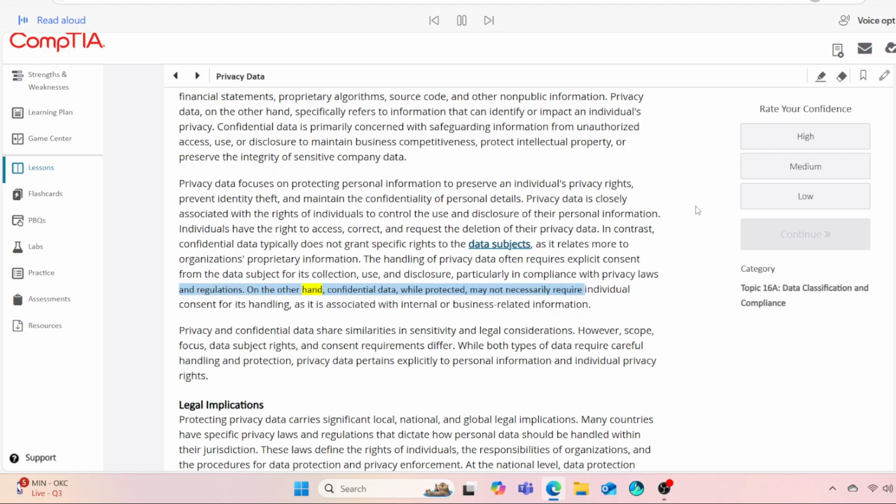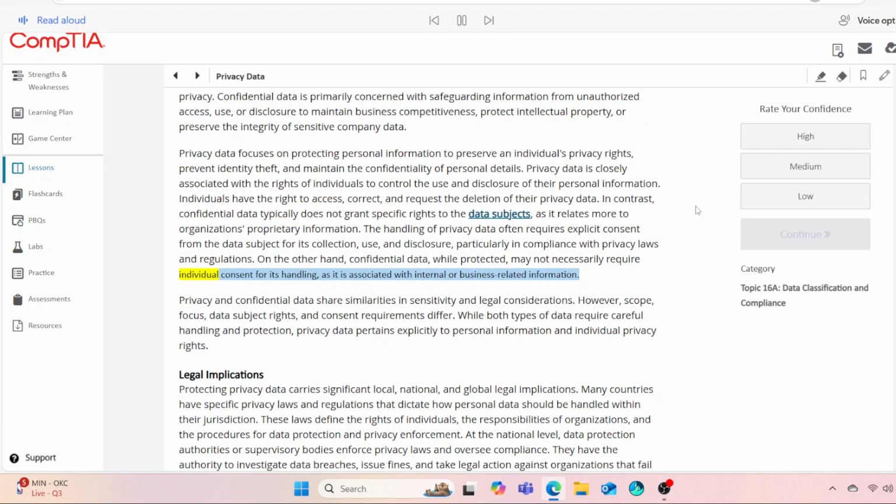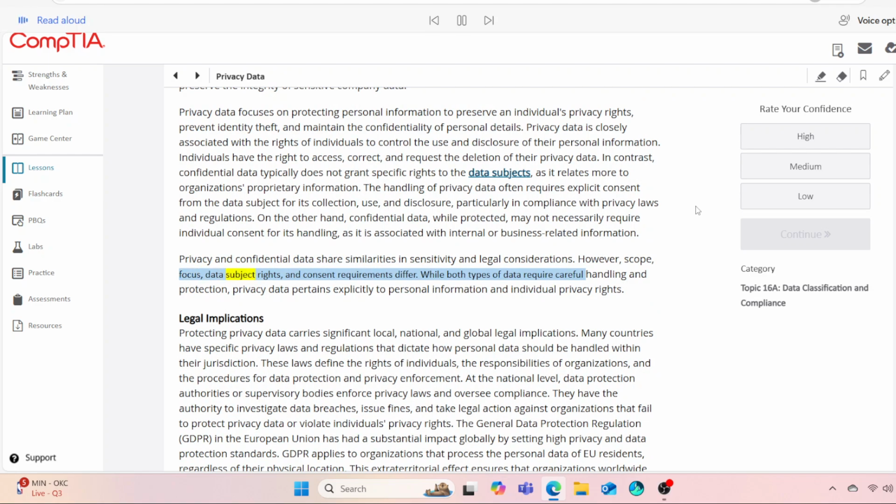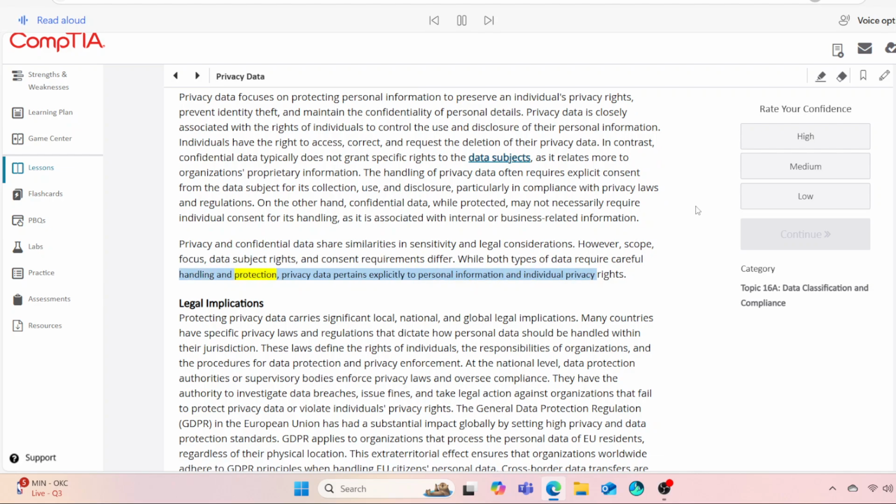On the other hand, confidential data, while protected, may not necessarily require individual consent for its handling, as it is associated with internal or business-related information. Privacy and confidential data share similarities in sensitivity and legal considerations. However, scope, focus, data subject rights, and consent requirements differ. While both types of data require careful handling and protection, privacy data pertains explicitly to personal information and individual privacy rights.